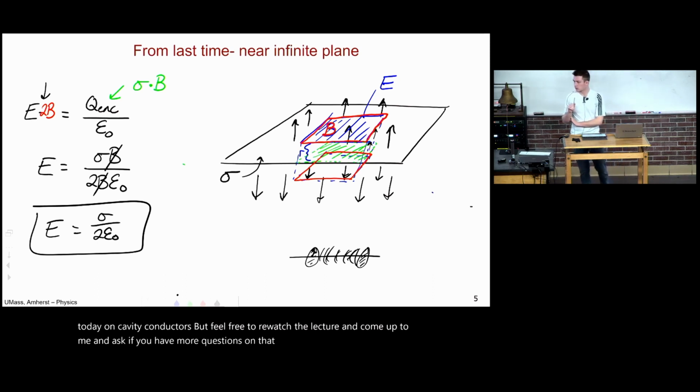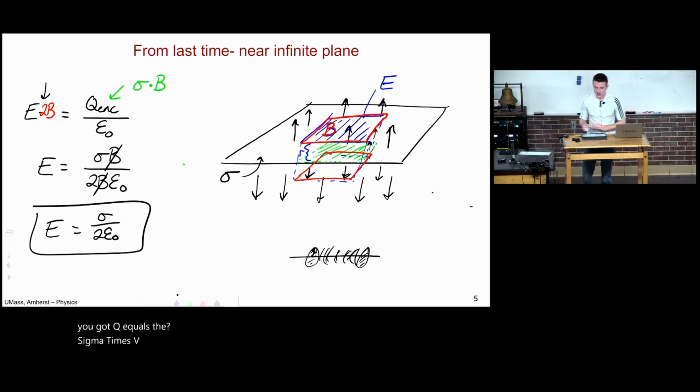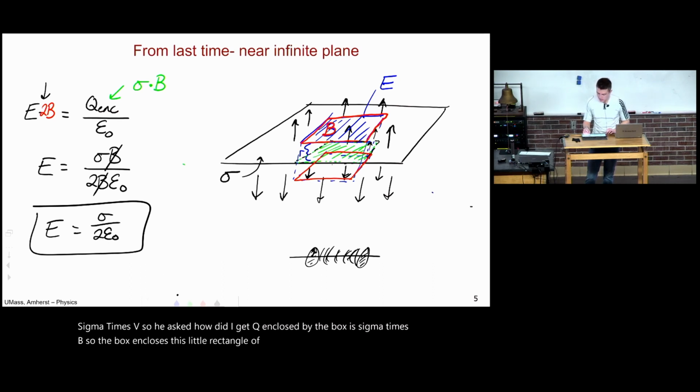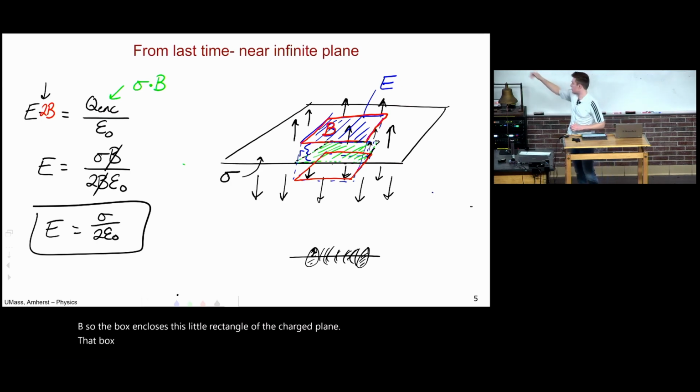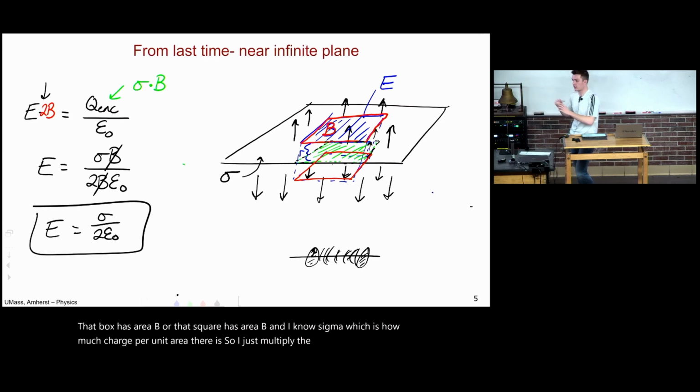So, can you explain how you got Q equals sigma times B? Yeah, so he asked, how did I get Q enclosed by the box is sigma times B? So the box encloses this little rectangle of the charged plane. That box has area B, or that square has area B. And I know sigma, which is how much charge per unit area there is. So I just multiply the charge per area times the area.